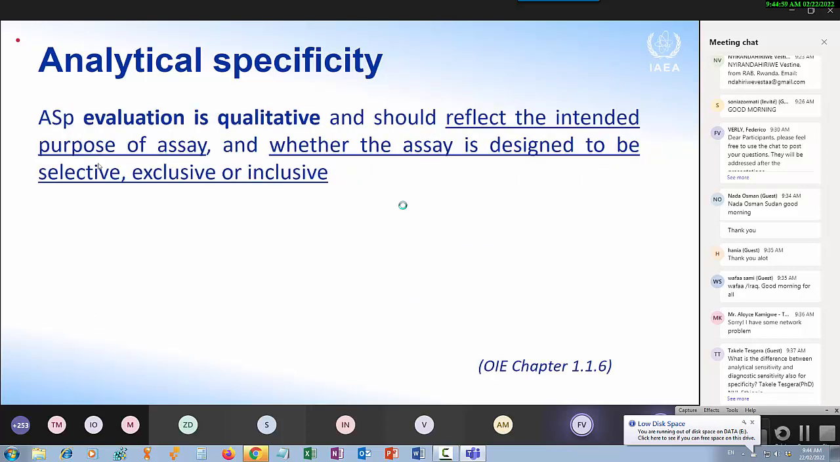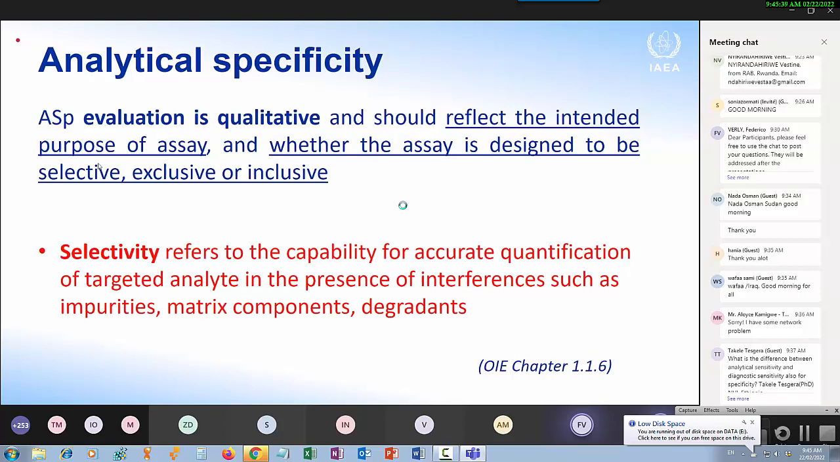For analytical specificity, the evaluation is qualitative, and it should reflect the intended purpose of the assay and whether the assay is designed to be selective, exclusive, or inclusive. We said previously that during the development of the assay, we need to specify for which purpose we develop and optimize our assay. These characteristics could vary in different assays, but nevertheless, they will be fit for the purpose of the original development strategy. So let's try to describe some of these terms.